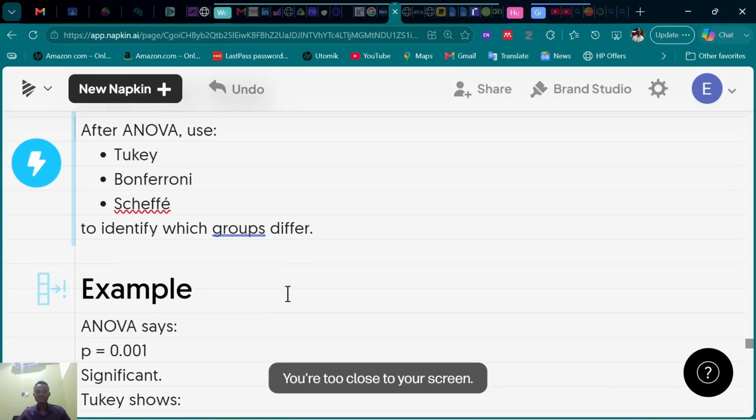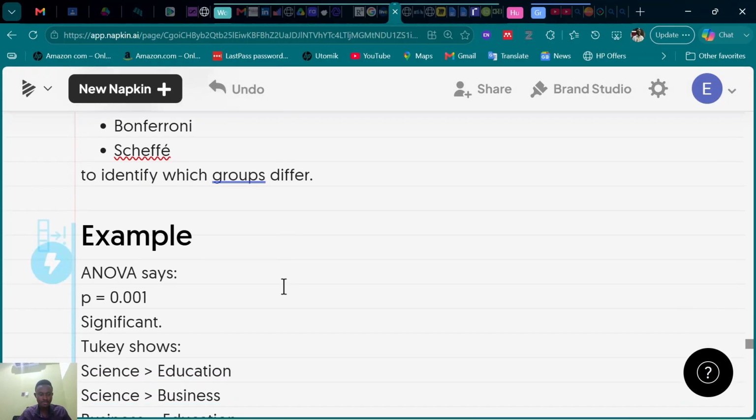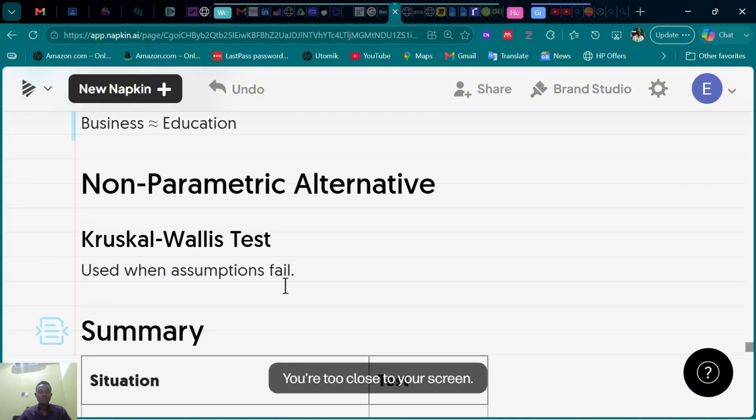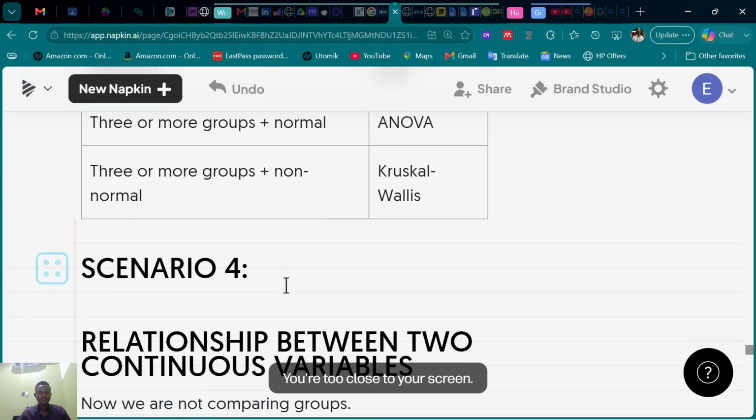And that will help you to identify which groups differ, because you are looking at three or more groups. Okay, good. So an alternative to ANOVA is the Kruskal-Wallis test, right?